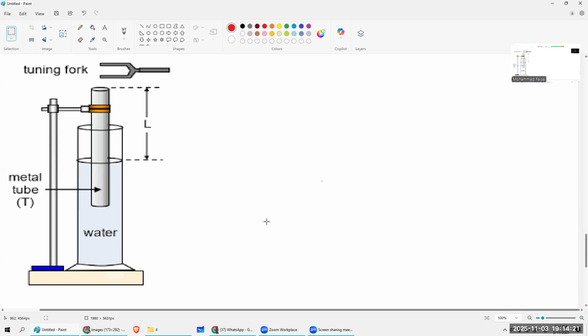Now, people, listen. The second experiment design can work something like this. We have a metal tube over here. It can be made of plastic as well. It just has to be a hollow tube. Over here, we have a transparent water medium. It has to be transparent. And it's filled up with a certain amount of water. This is the bigger, wider tube. This is the thinner tube.